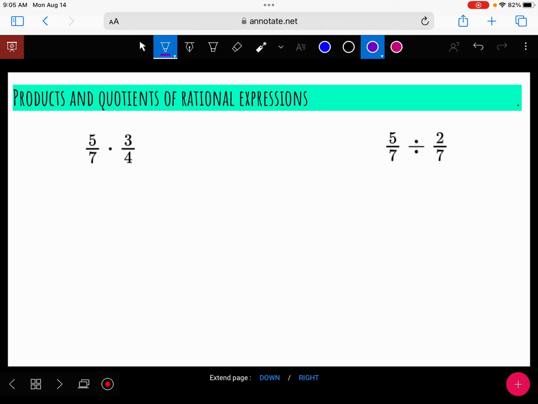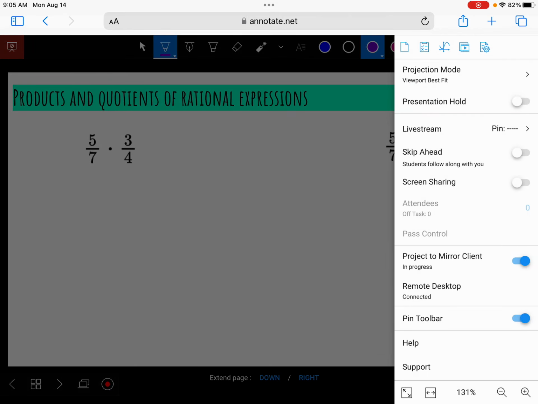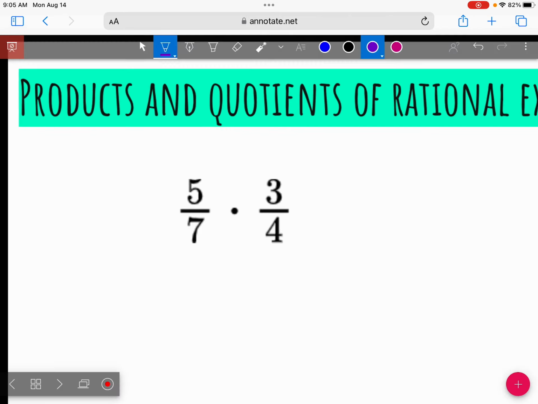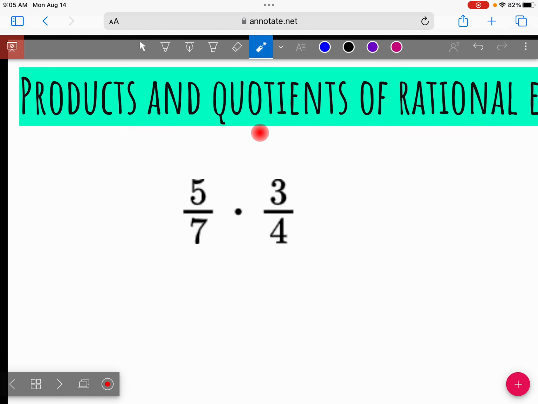When we are multiplying fractions, how do we multiply this? Across. 5 times 3 is 15. 7 times 4 is 28. See if it can be simplified. It can't. Your answer here is 15/28.